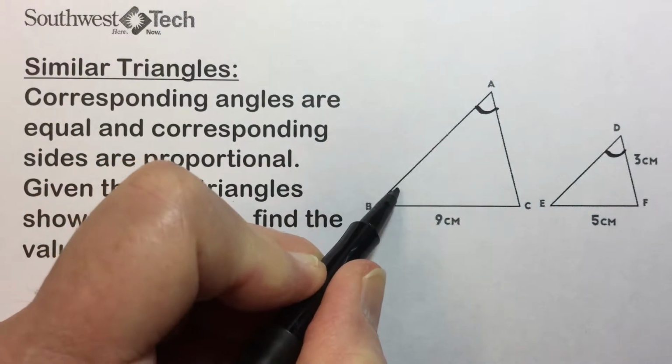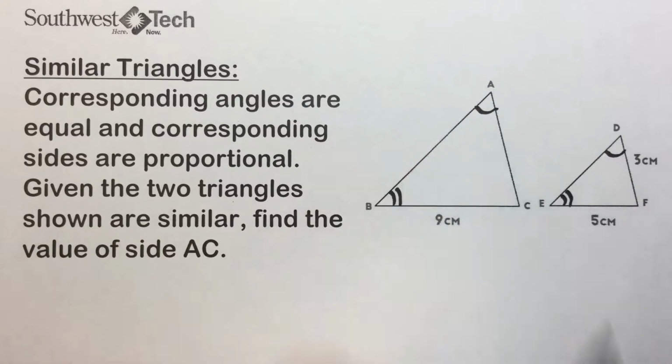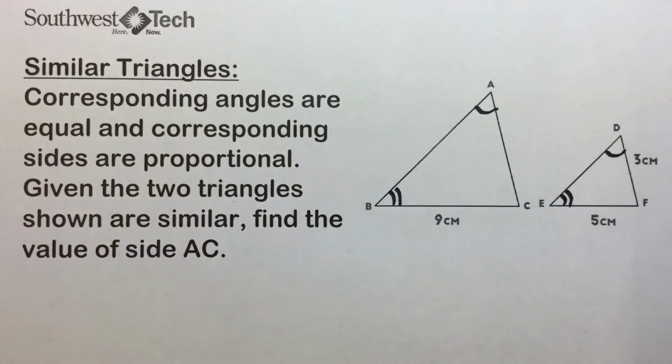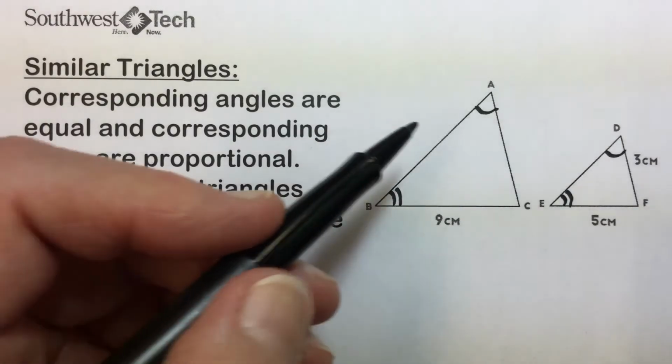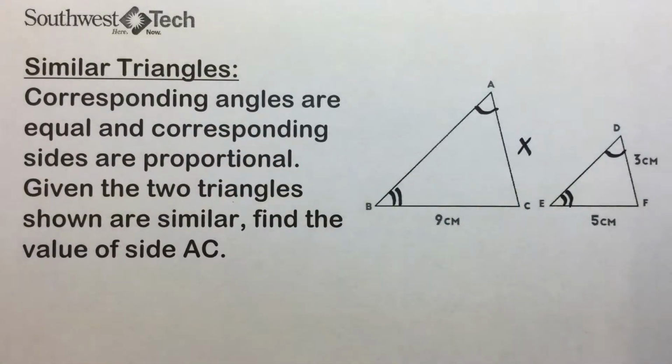Likewise, angle B corresponds with E, and they would have the same size, and likewise C with angle F. Sides are proportional, and we can use that fact then to set up a proportion to solve for the missing side here of AC, which we'll call X.